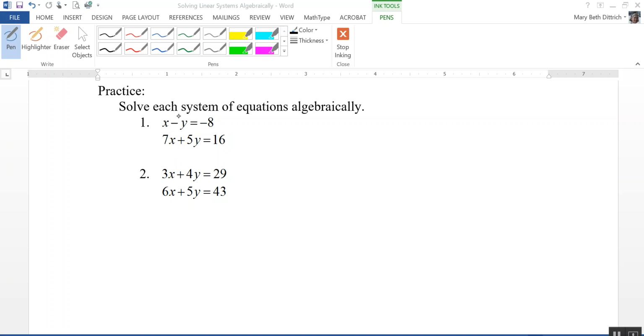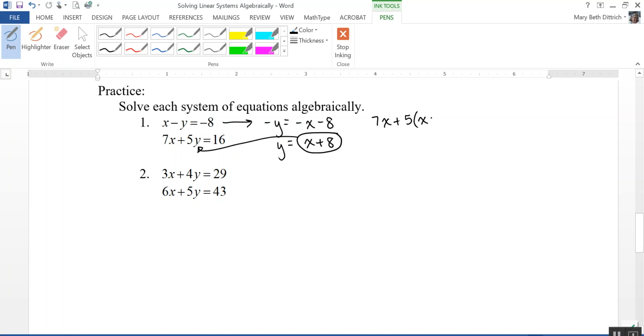I notice that the coefficient of y here is a -1, so I think I'm going to take that equation and solve it for y. So -y equals -x minus 8, and dividing by -1 gives me y equals x plus 8. So I'm going to take that and plug that value into the second equation for y. And that's going to give me 7x plus 5 times what y equals, x plus 8, equals 16.